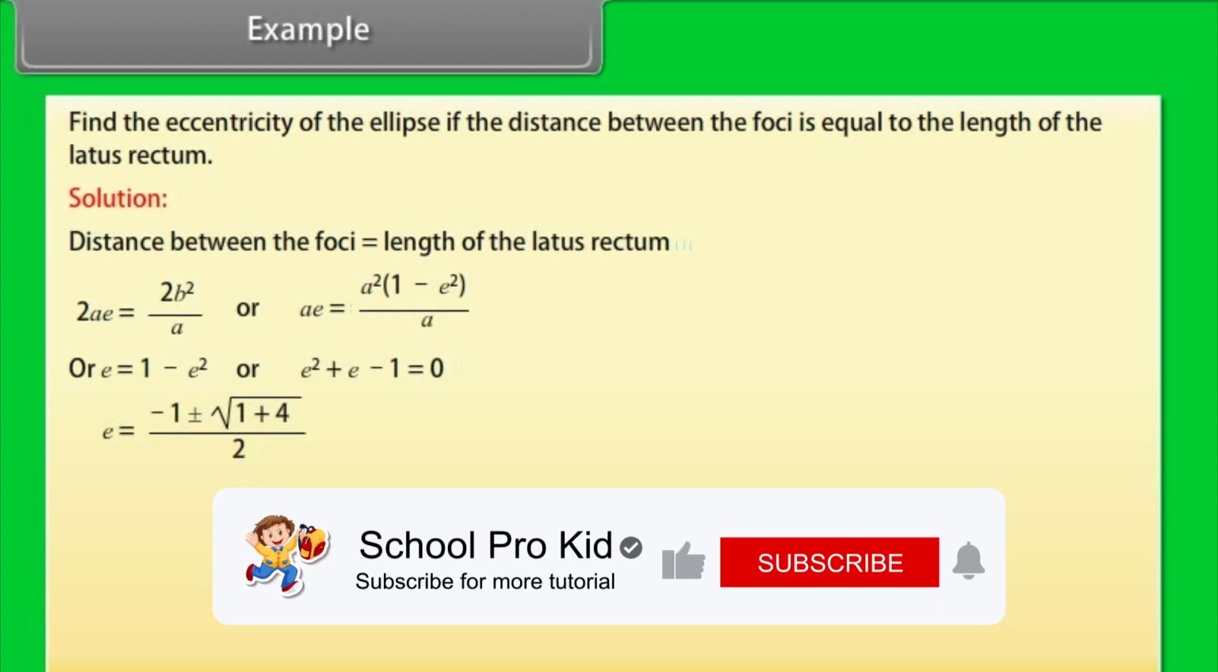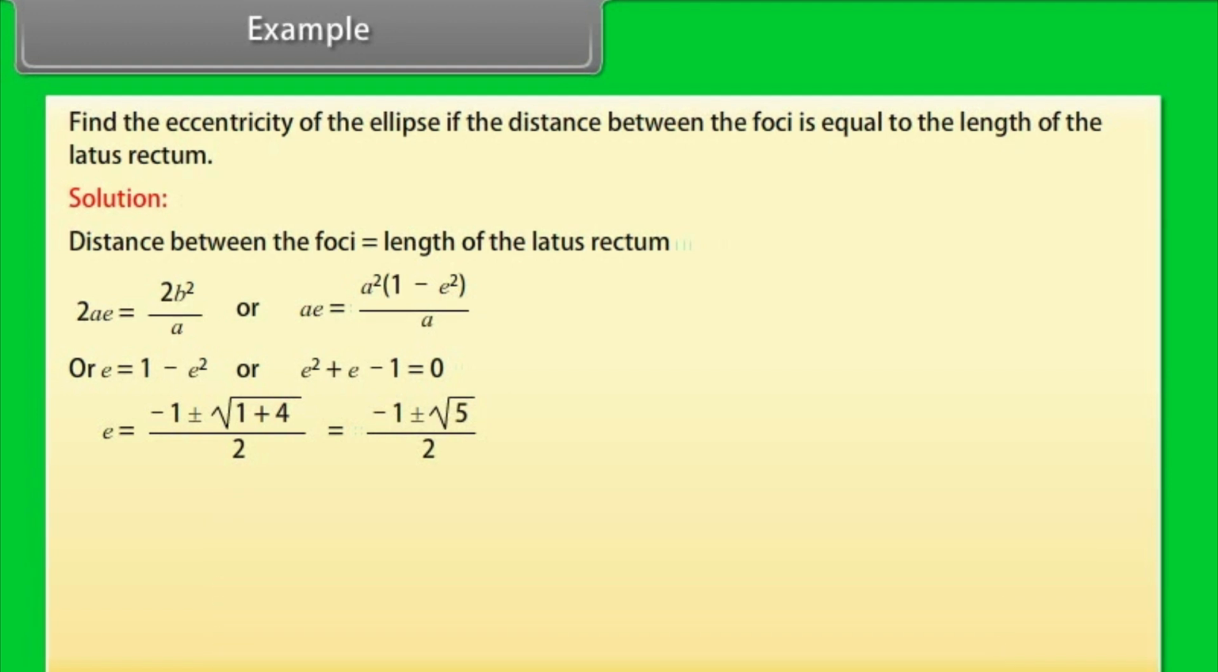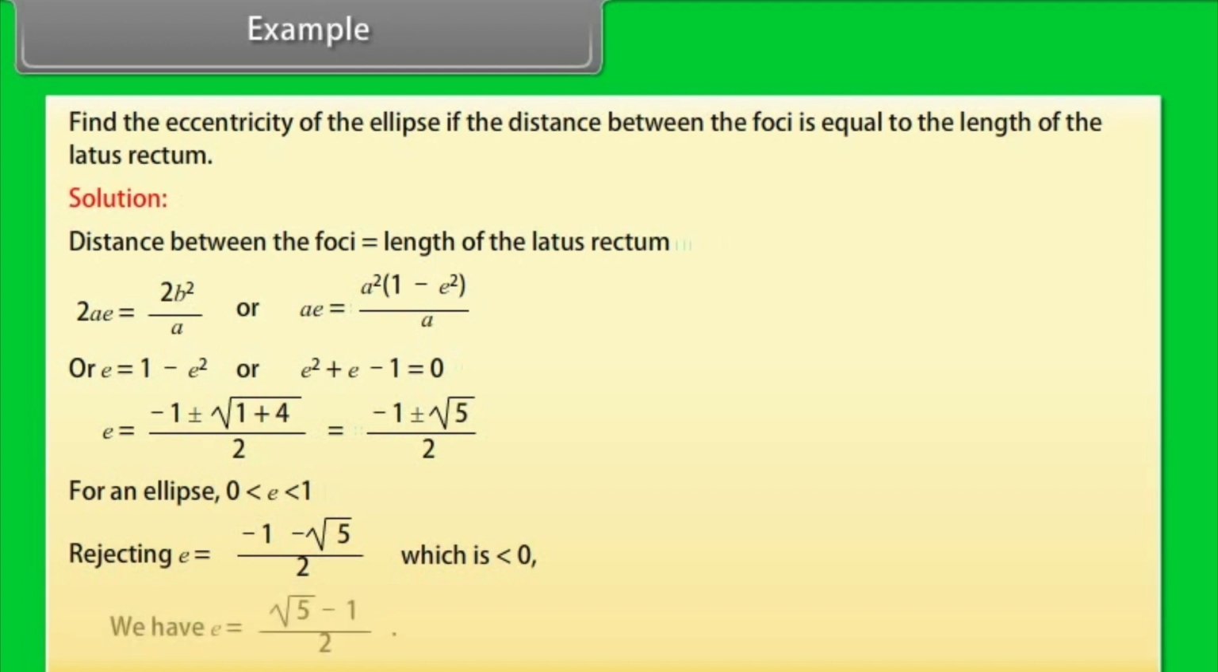(minus 1 plus or minus under root 1 plus 4) upon 2, which is equal to (minus 1 plus or minus under root 5) upon 2. For an ellipse, 0 is less than e is less than 1. Rejecting e is equal to (minus 1 minus under root 5) upon 2, which is less than 0, we have e is equal to (under root 5 minus 1) upon 2.